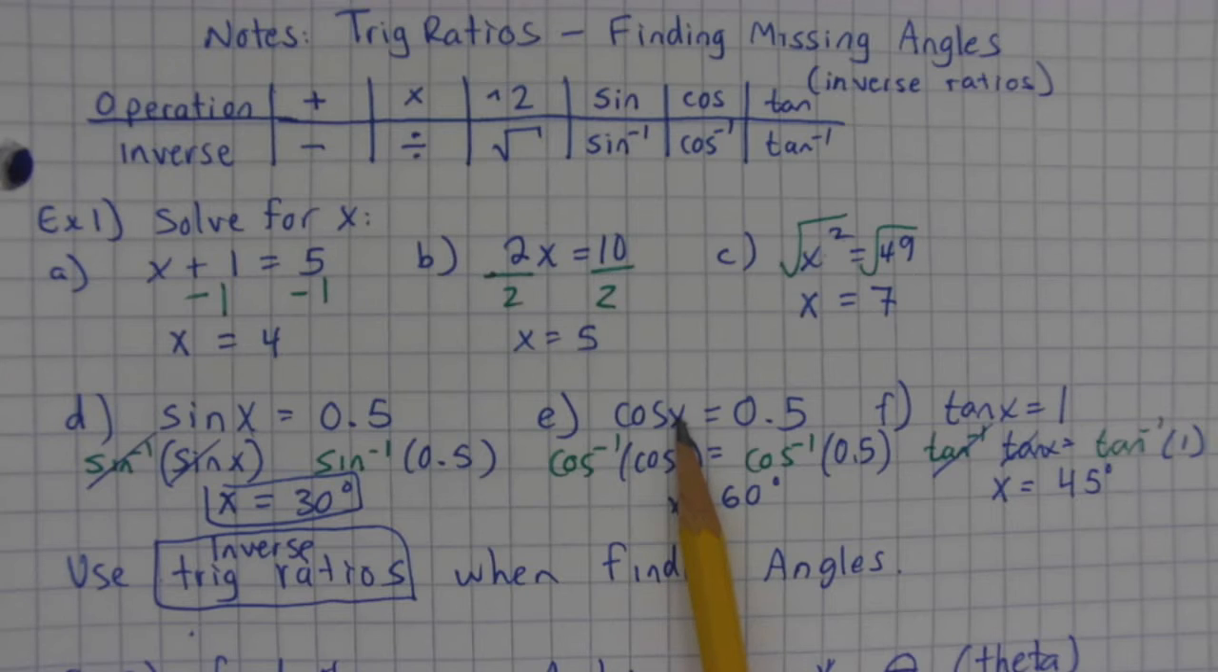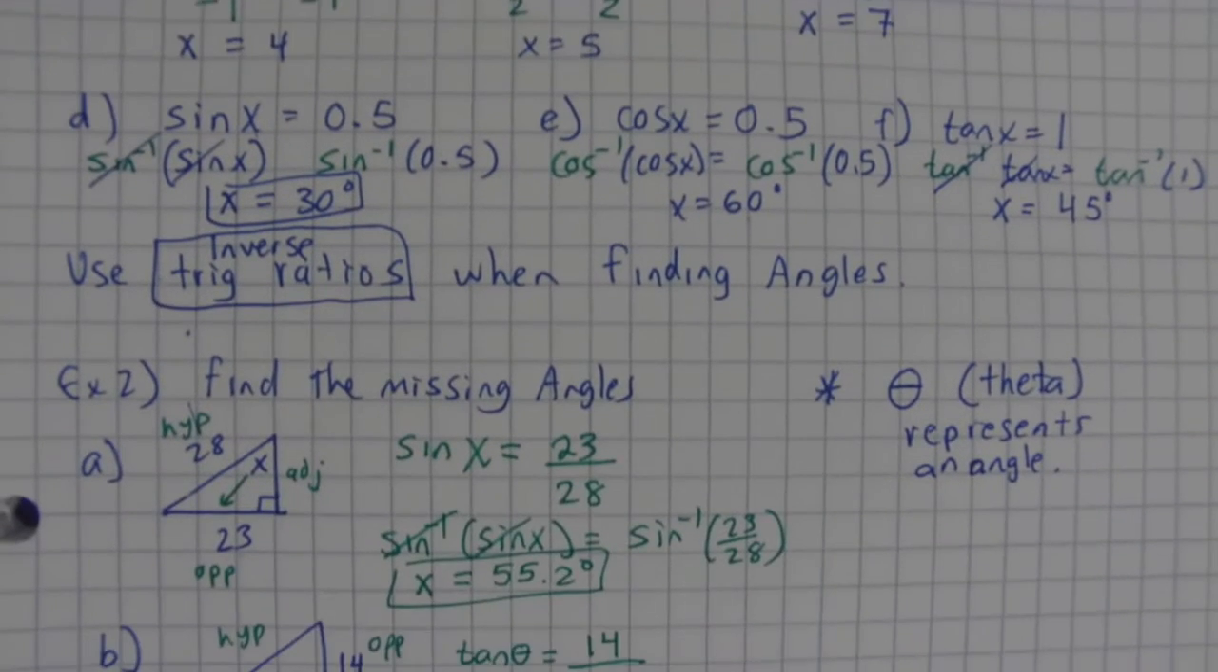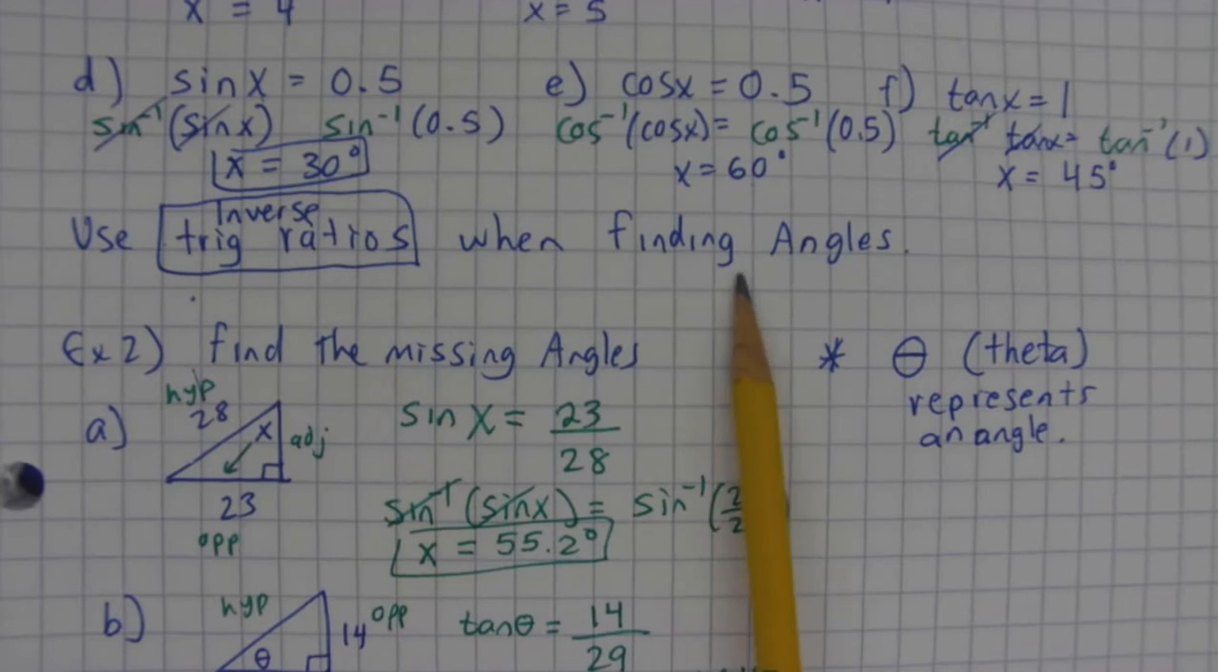Same thing for cosine of x, but you apply the inverse cosine on both sides. Do that on the calculator, you get 60 degrees. And then same thing for tangent, inverse tangent. So if you want to separate the angle from the trig ratio, you do the inverse. All right, so you use inverse trig ratios when finding angles.